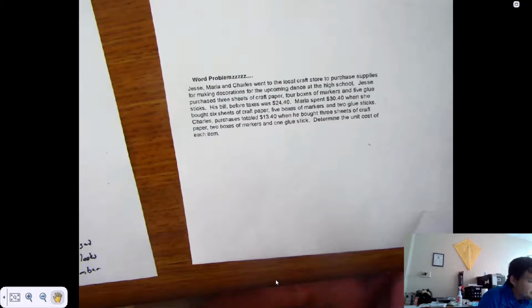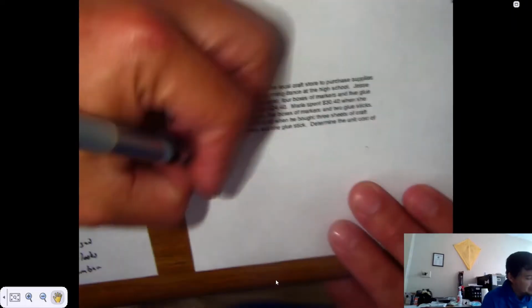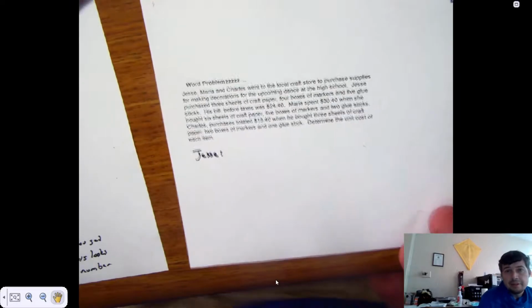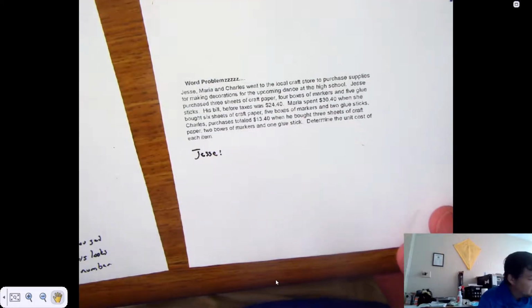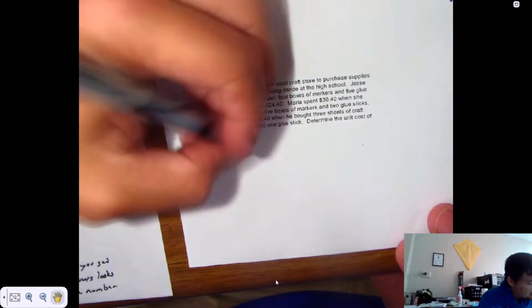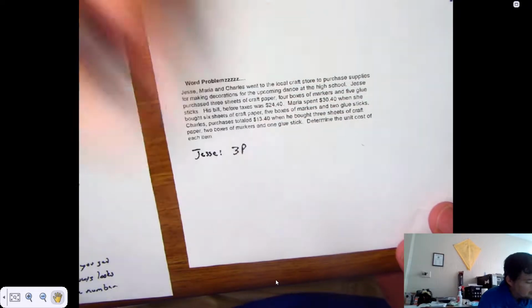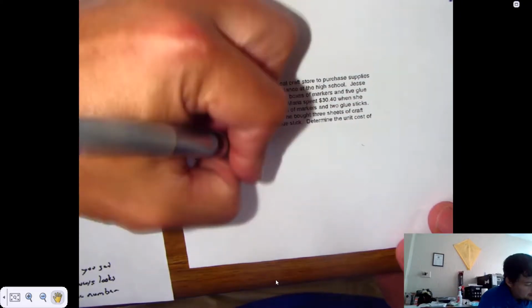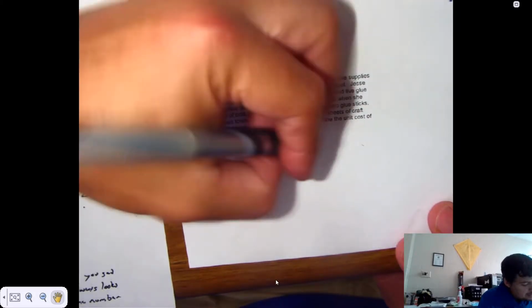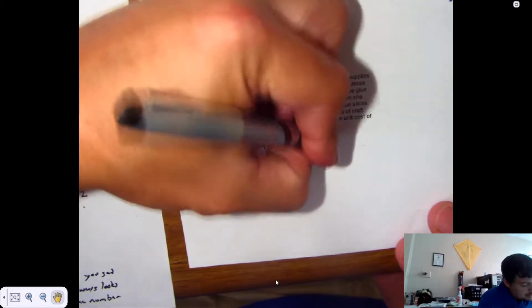But Jesse purchased 3 sheets of craft paper, 4 boxes of markers, and 5 glue sticks. Well, let's talk about Jesse. He's the first equation that shows up. And we did this yesterday, and second period at least seemed to understand how you write the equations, and that is the easy part. When you talk about Jesse, he got 3 sheets of craft paper. So I'll say 3P for paper. He got 4 boxes of markers, so plus 4M. He got 5 glue sticks, so plus 5G for glue. And his bill was $24.40.